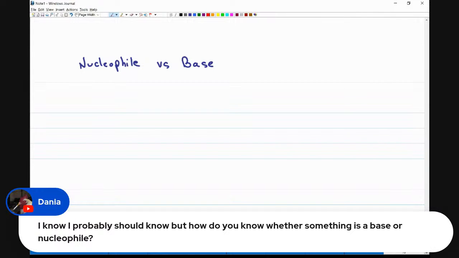The reason I say that is because I can give you a molecule like OH minus. Is OH minus considered a nucleophile or is it a base? Well, that is a very good question. If you're thinking nucleophile, you're absolutely correct. If you're thinking base, you're also absolutely correct. That is the problem with trying to differentiate nucleophile versus base.